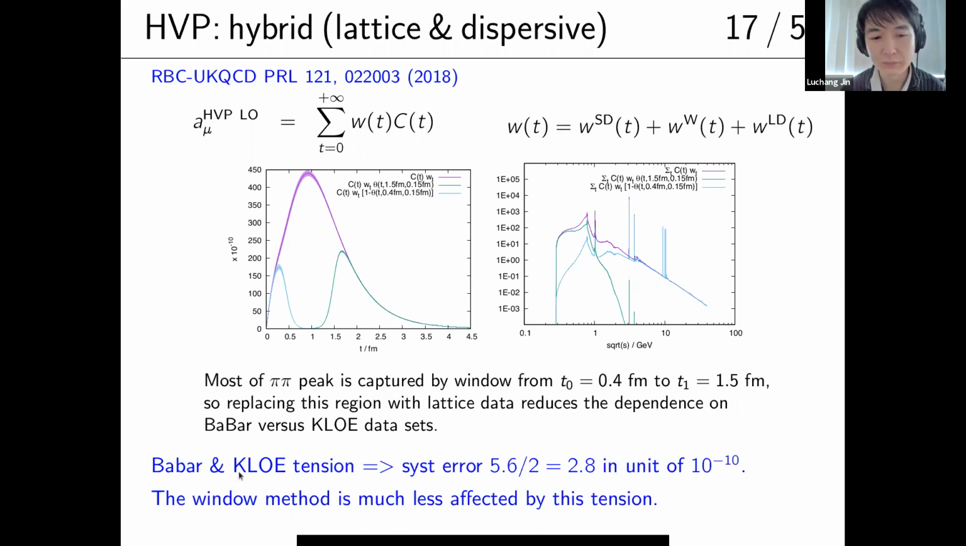The difference by leaving out each of them gives a difference of 5.6, and we divide that difference by 2 and get 2.8. That is the additional systematic error, which tries to accommodate this tension in the analysis. However, if we replace this portion which has some tension by lattice, it is much less affected by this tension, and the lattice data is in between and closer to BaBar, which is a little bit larger than KLOE.